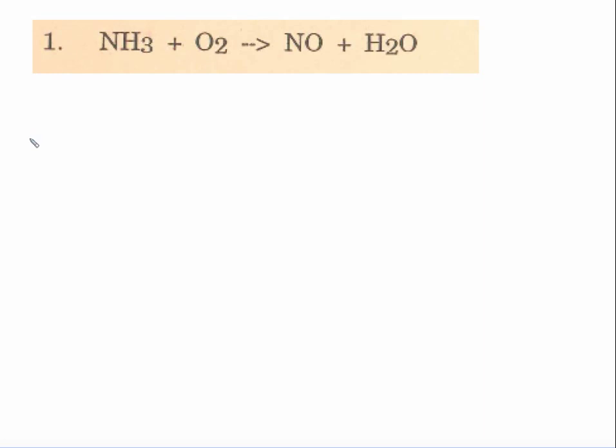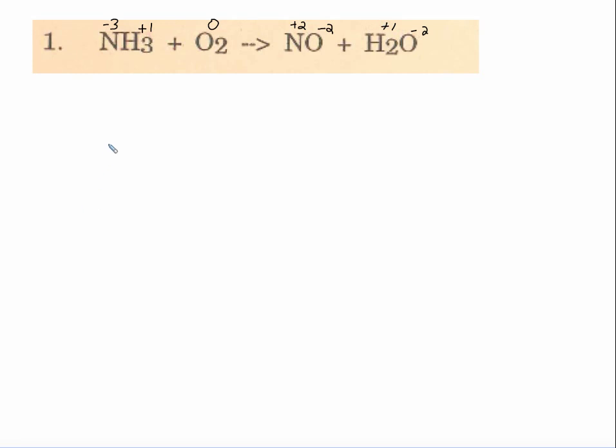So the first thing that you have to do is you have to assign oxidation numbers. Okay, so hydrogen's always +1 unless it's with a metal. Okay, that makes the nitrogen -3. Anything by itself is 0. Okay, oxygen's always -2 unless it's a peroxide. That makes this nitrogen +2. Oxygen is -2. Hydrogen is +1.